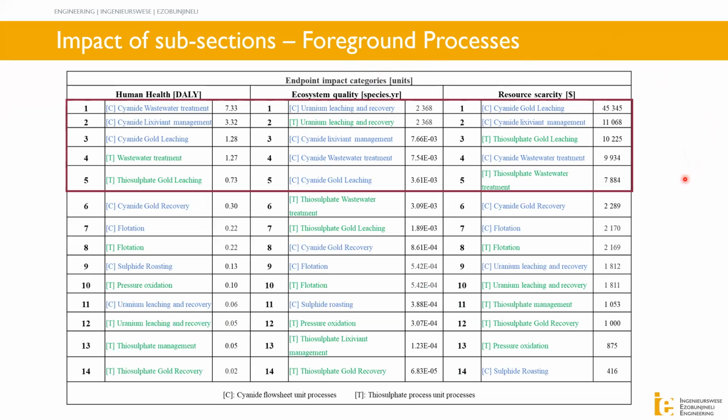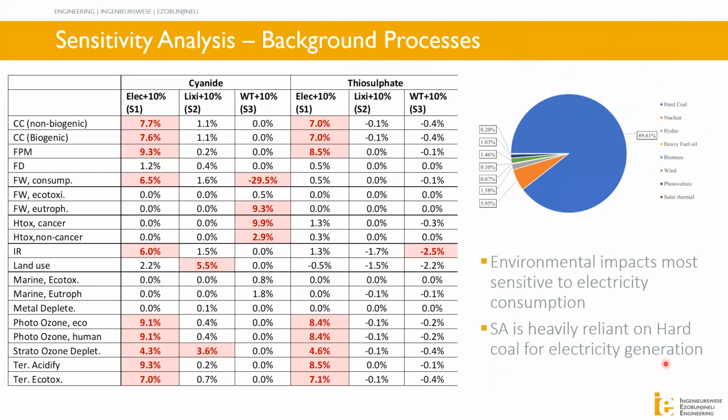Other processes related to increasing recovery of gold, such as flotation and roasting of sulfides, appear lower down in the ranking, and these will become more relevant on impact if the lixiviant in the flow sheet becomes more ecological. Lastly, a sensitivity analysis was conducted, and it was conducted on the background processes because they had more significant impacts on the ecosphere. Therefore, the sensitivity analysis was conducted on electricity, lixiviant, and water treatment.